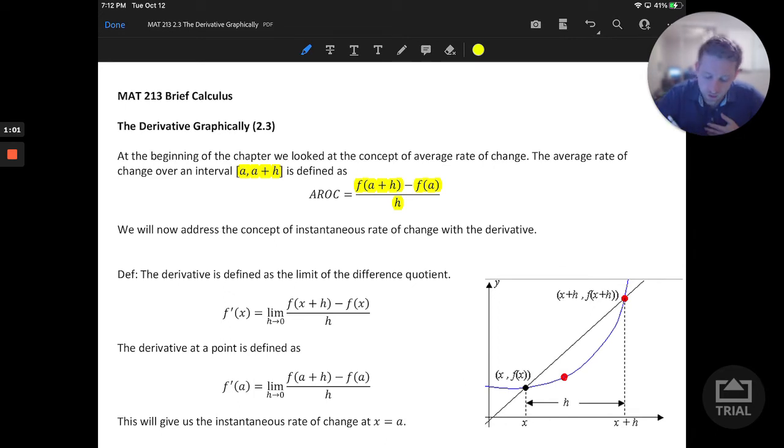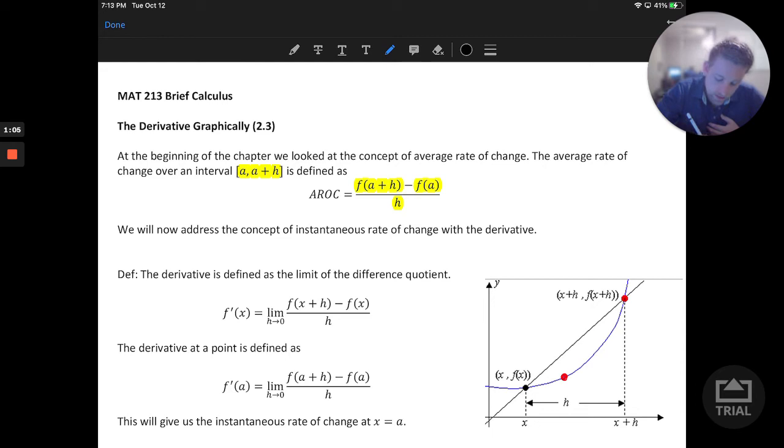So this average rate of change, just as a way of review, creates the secant line slope between the points at a and a plus h. Or in general, if we wanted to just talk about it generically, the values of x and x plus h, if we were using just generic values.